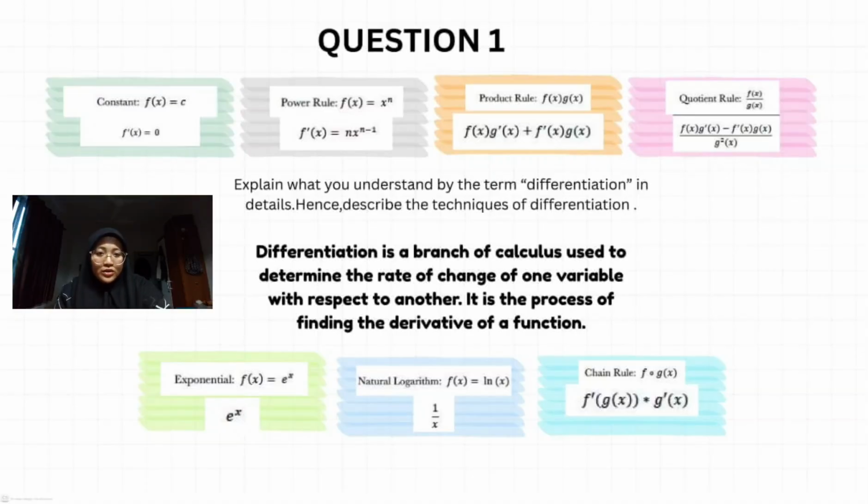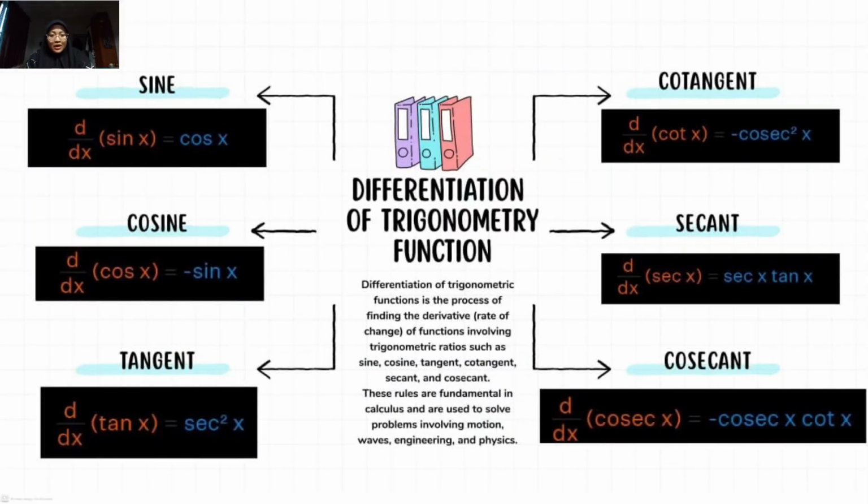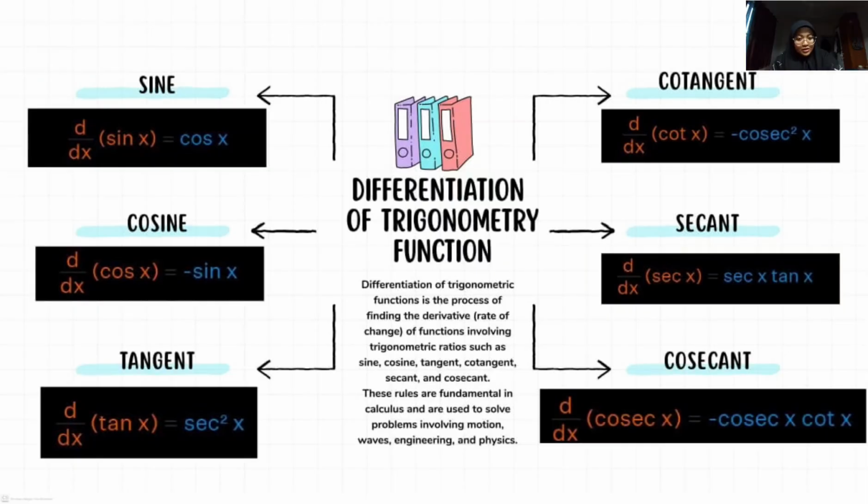We also have the exponential function, where the derivative of e to the power of x is e to the power of x. And the natural logarithm function, where the derivative of log x is 1 over x. In addition, differentiation can be applied to trigonometric functions. For example, the derivative of sine x is cos x. The derivative of cos x is minus sine x, and the derivative of tangent x is secant squared x. Other important trigonometric derivatives include cotangent x, secant x, and cosecant x.